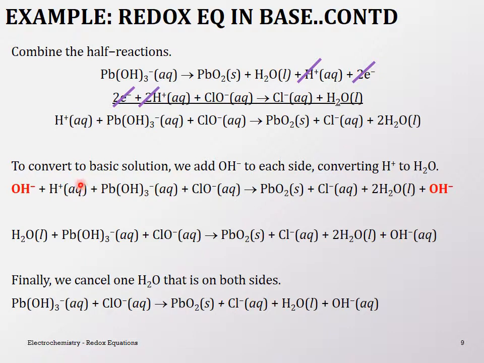Now to convert it to a basic solution, we're going to add hydroxide ions to each side. And this is why you don't have to worry about the electrons, because once you add the hydroxide, it's going to go ahead and convert the H plus to water. There's an acid-base reaction that goes on and you get water, so you don't have to worry about electrons anymore. So the important thing is that you add it to both sides, okay? And how many hydroxides do you add? Well, it depends on how many protons you have. So here we have only one proton, so we're going to add only one hydroxide, but you got to add it to both sides. Okay, you just can't add it to one side. So add it to both sides over here.